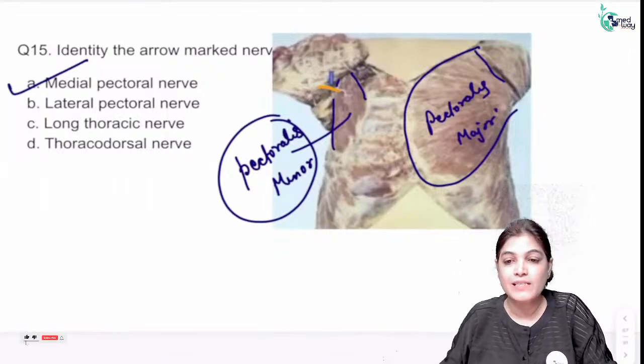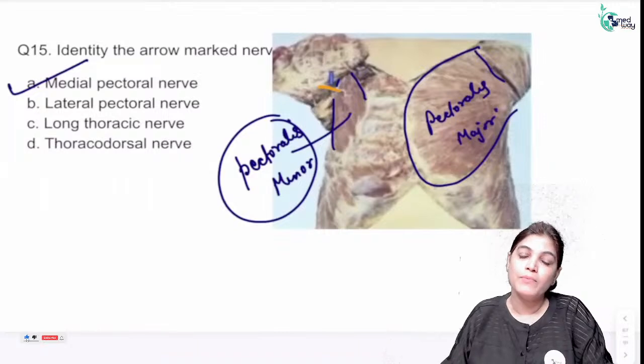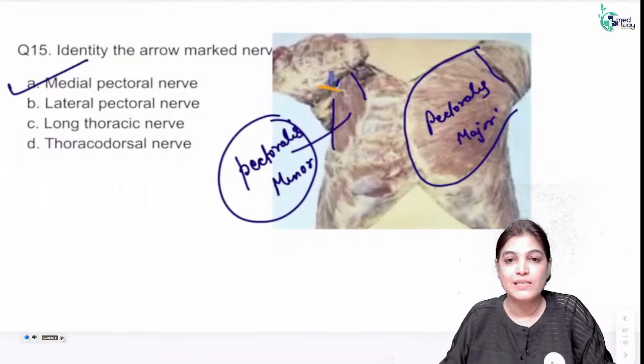The medial pectoral nerve is a branch of the medial cord of the brachial plexus, having the root value C8 and T1. The lateral pectoral nerve is a branch of the lateral cord of the brachial plexus, having the root value C5, C6 and C7.